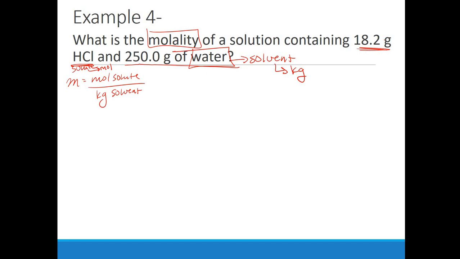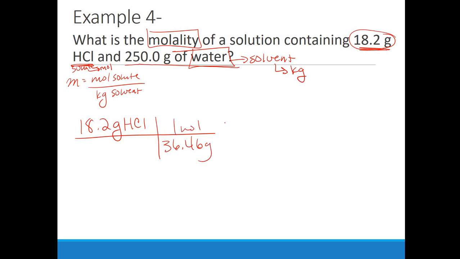So the first thing we're going to do is take our 18.2 grams of HCl, our solute, and turn that into our correct unit. All right, so again, we have 18.2 grams turned into moles. We use our molar mass. Pay attention to sig figs. It'd be 3 sig figs. That gives us 0.499 moles of HCl.